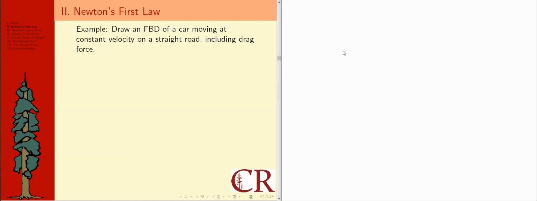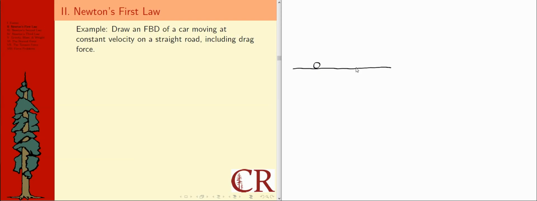Draw an FBD of a car moving at constant velocity on a straight road, including drag force. So we're not going to say there's no drag forces and no friction in this example. But let me draw first kind of a sketch of this, and it doesn't have to be good, like I've said before. And I'm saying that again because I know this one's probably not going to be good because I don't know if I'm that good.